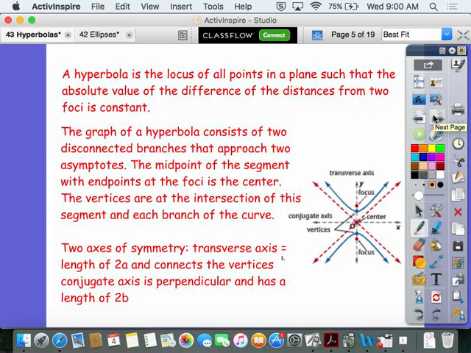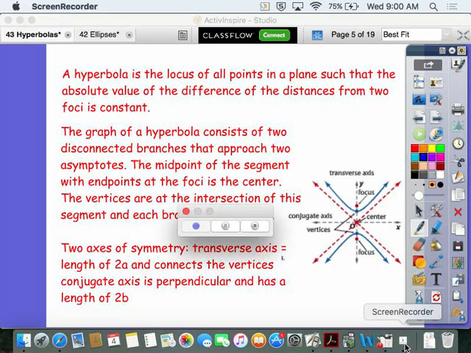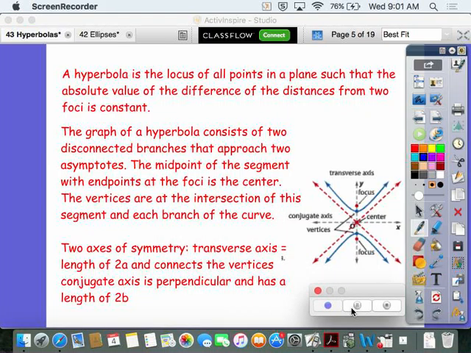A hyperbola is the locus of all points in a plane such that the absolute value of the difference of the distances from two foci is constant. Unlike the ellipse, where it was the sum of the distances from the foci, hyperbolas are the difference. Now the graph of a hyperbola consists of two disconnected branches that approach two asymptotes.